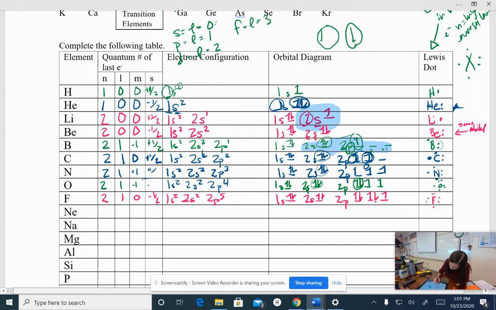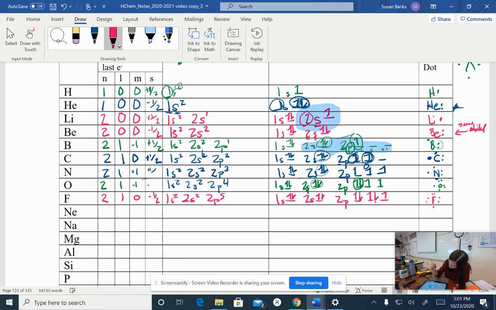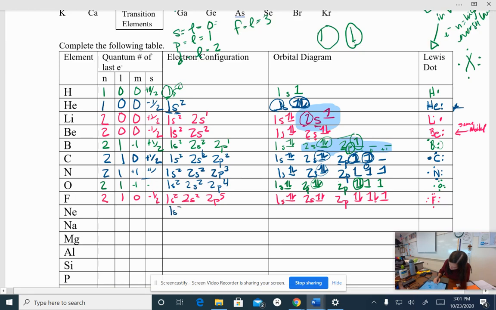Here we go. We have, let's change color here. Once again, I have 1s2, 2s2, 2p6. So 1s up and down, 2s up and down, 2p up, up, up, and down, down, down.